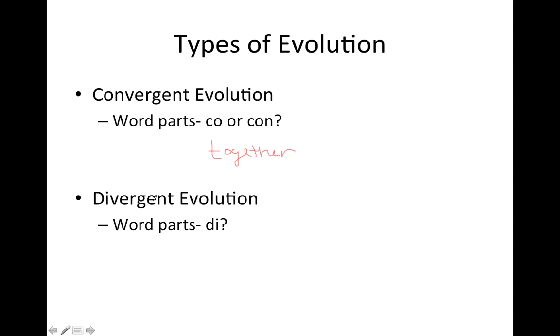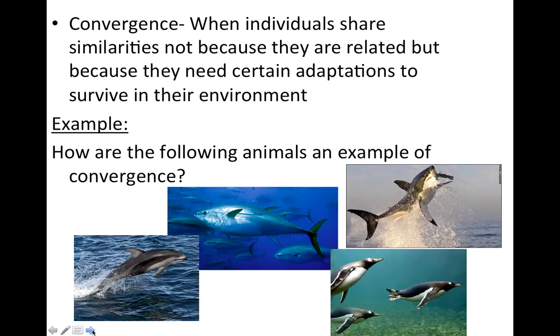together. And divergent, the word part di means, hopefully you're able to understand that di is a number which is the number 2. And we'll look at those. First of all, convergent. Convergent is when individuals share similarities, but not because they're related. So not because they're related, but because they need certain adaptations to survive in their environment.